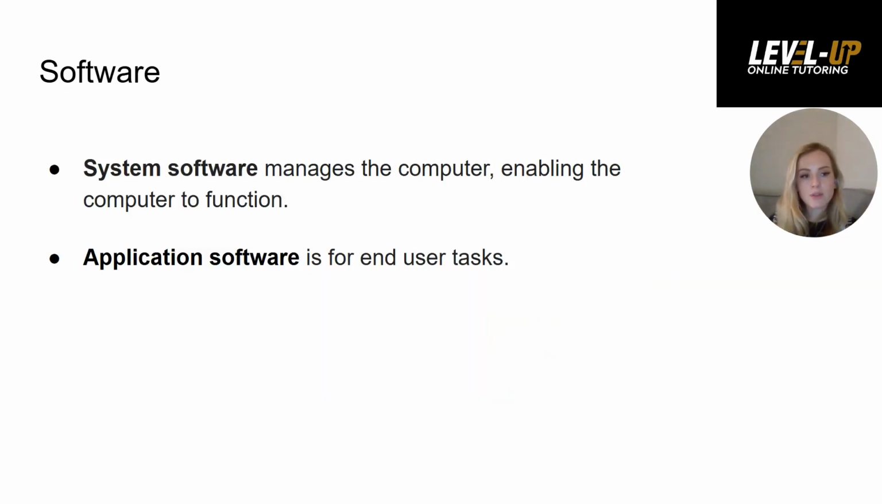Okay, so there are two different types of software. There is system software, which helps manage the computer. It enables the computer to function. And we also have application software. Typically, these are the things that we come onto the computer to use: an internet browser, video streaming software, video editing software, a social media application. This is for an end user task. Whereas system software is maintenance or enabling the computer to function correctly.